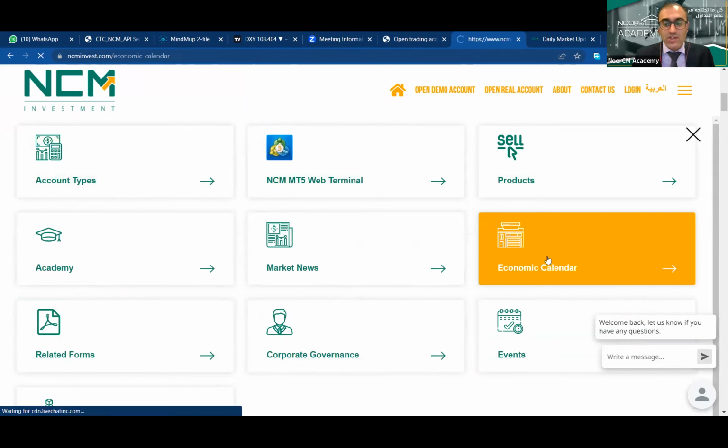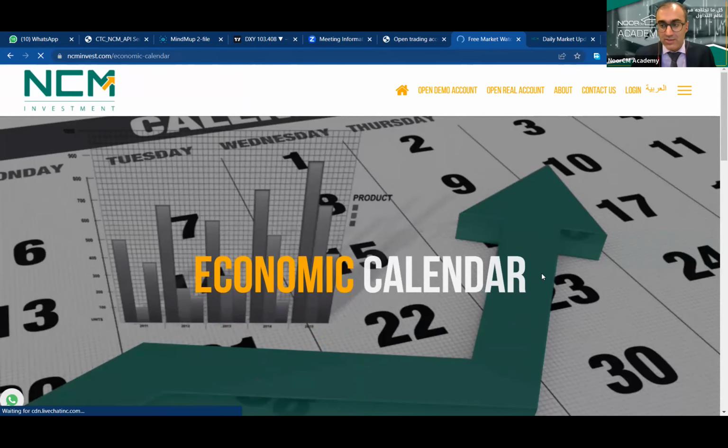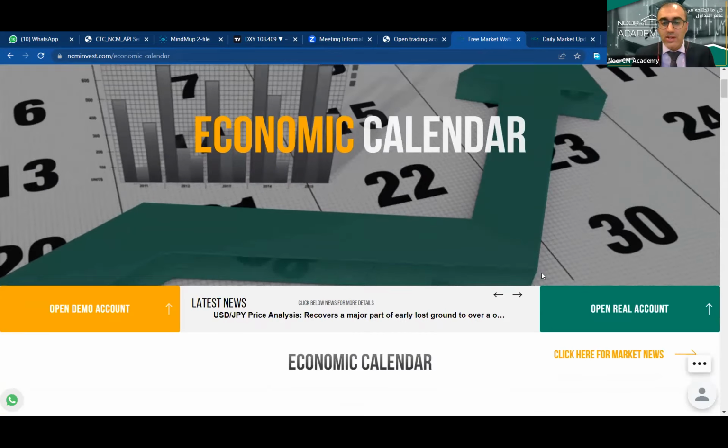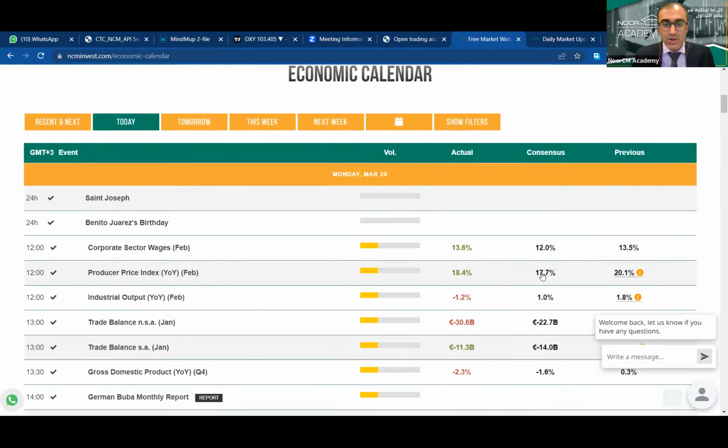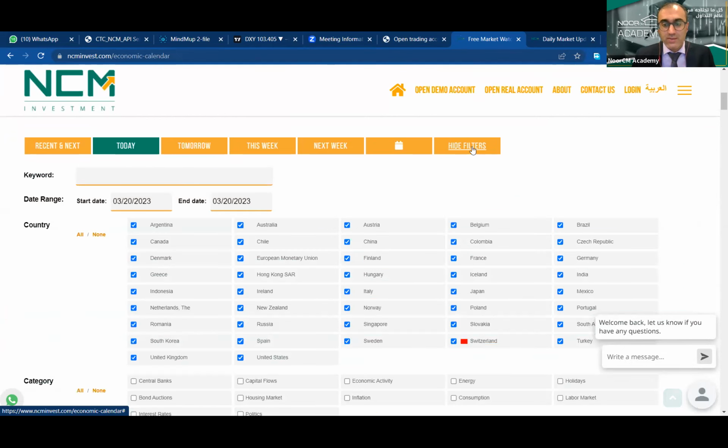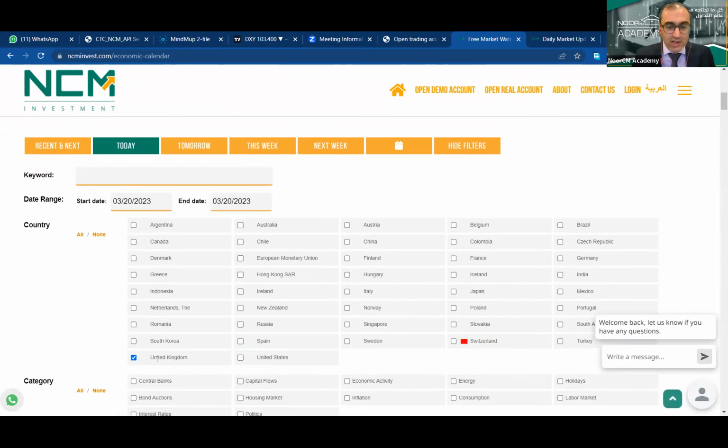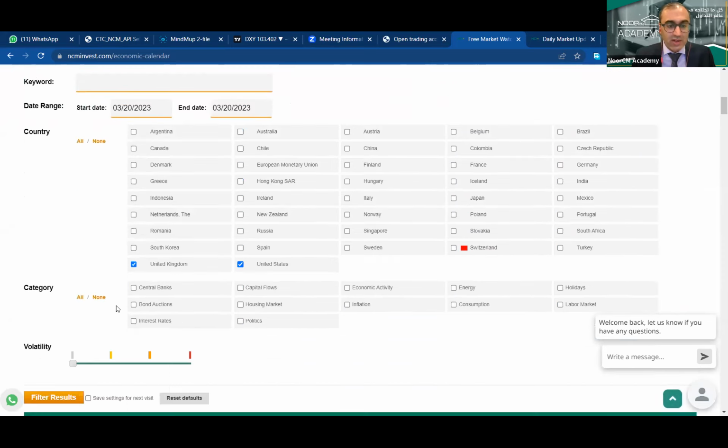Now, I would suggest you write down this information that I'm going to tell you next. Once you go into the economic calendar, you should go to show filters. When you go to show filters, you can select the news of important countries. You could select, let's say, United Kingdom, United States, etc. Here is the category. These are the important economic events: statements or press conferences by central banks and their representatives, bonds and auctions, interest rates, etc. Just select all of them.